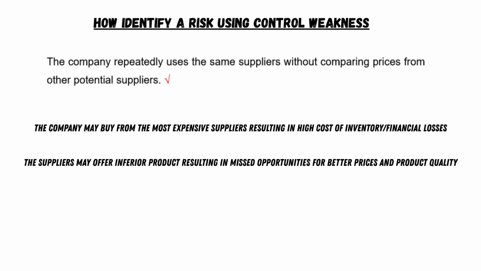Now, another risk is that the supplier may offer an inferior product, resulting in a missed opportunity for better prices and product quality. If we use the same people, what if they are offering an inferior product over and above just offering at a more expensive price? That means we will miss that opportunity for getting a better price and also a better quality of the product. So that's another risk that we can identify from there.